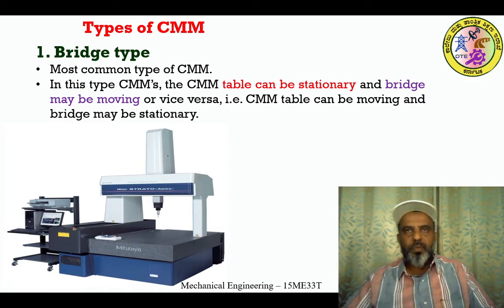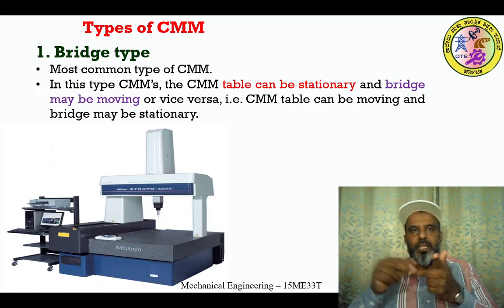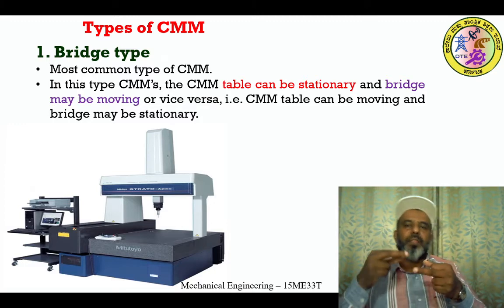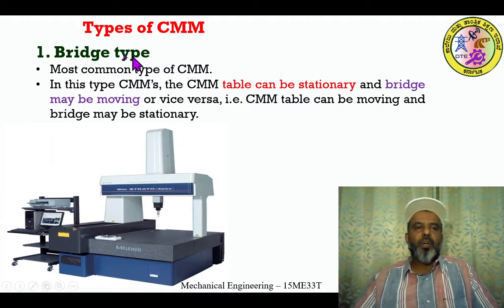There are two types. In stationary type of bridge, the bridge is stationary, table is moving, and in moving bridge type, the bridge is moving and the table is stationary. These are the two different bridge types.